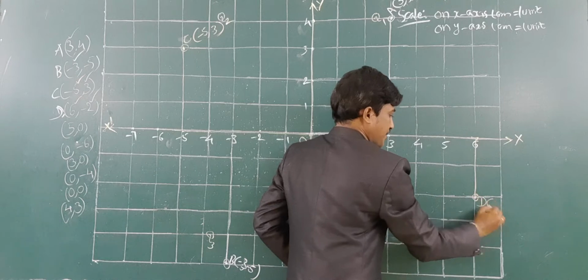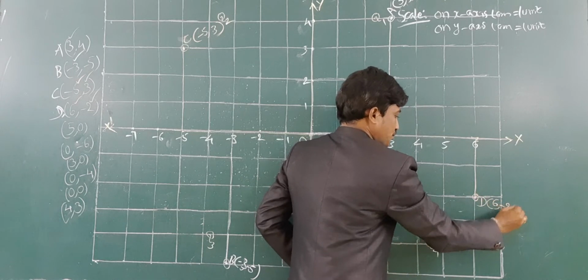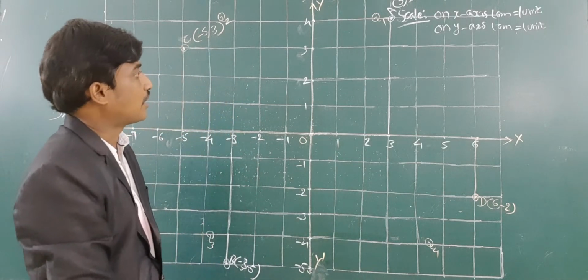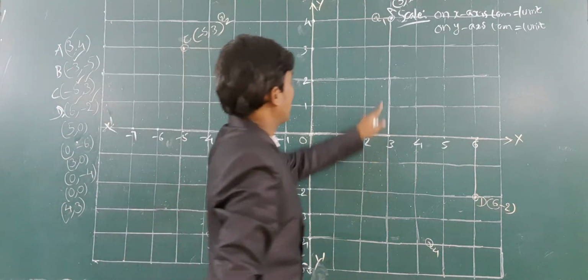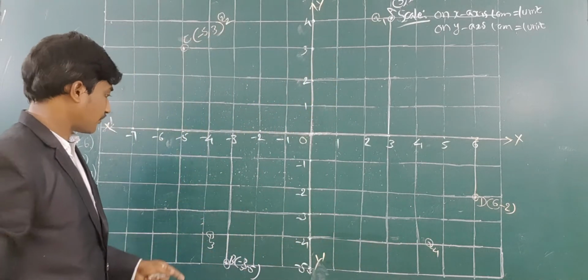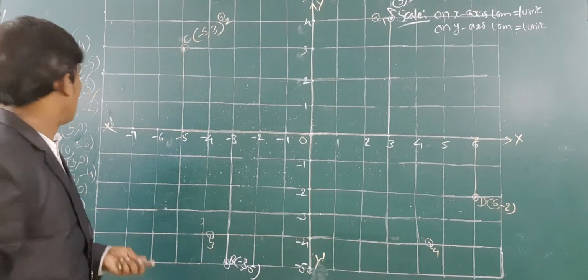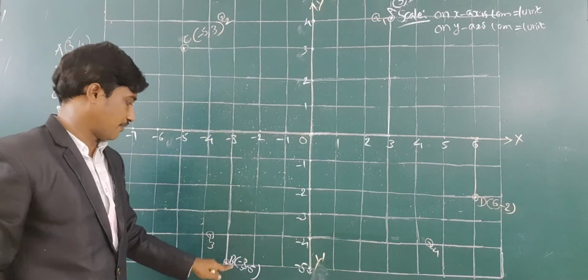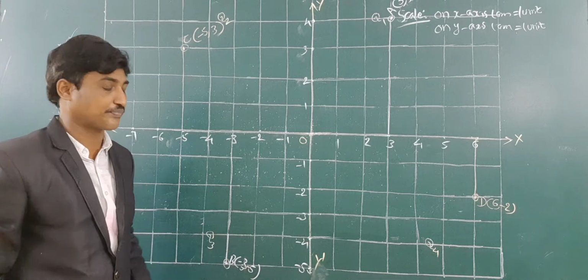That point represents D (6, -2). We have A (3, 4). B is the point (-3, -5): X is -3, Y is -5.